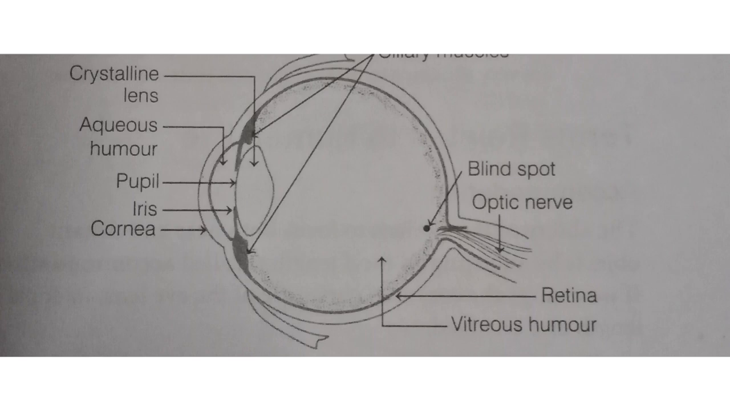Now let's move to the next part. One more thing, the retina is the screen where the image is formed. Now then comes the optic nerve.